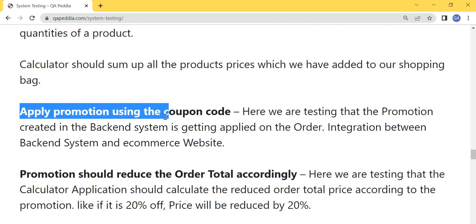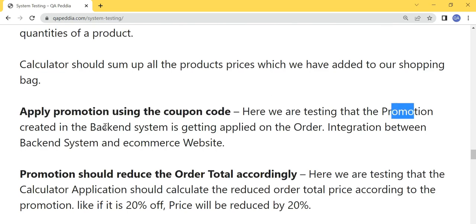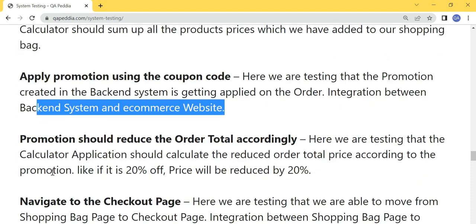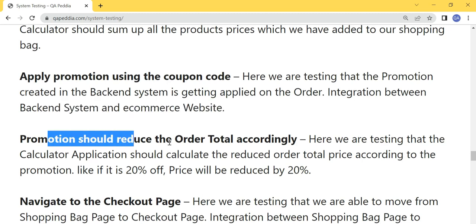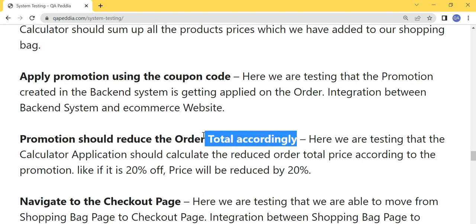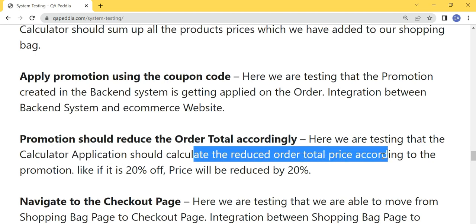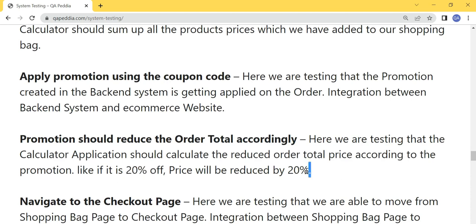Then apply promotion using the coupon code. So what are we doing here? We are testing whether the promotion that we have created in the backend system is getting applied or not. So this is an integration between the backend system and the e-commerce website. Then whatever promotion we have applied, is it reducing the order total amount? So again, integration with the calculator is coming into the picture. The calculator should reduce the order total price according to the promotion. If suppose it is 20% off, it should reduce it by 20%.